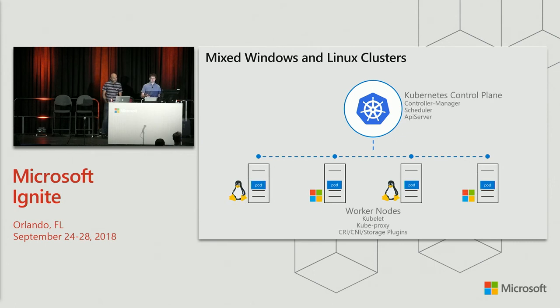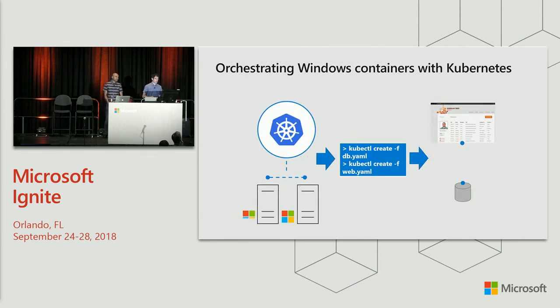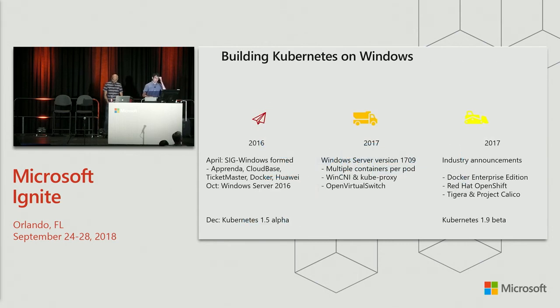So what I had running in this case was a cluster with 2 Linux nodes and 2 Windows nodes, but Kubernetes was managing all of those together. And then I created the web app and the test database using Kubernetes, and that worked just fine. So I want to briefly talk about where we're at in this project.